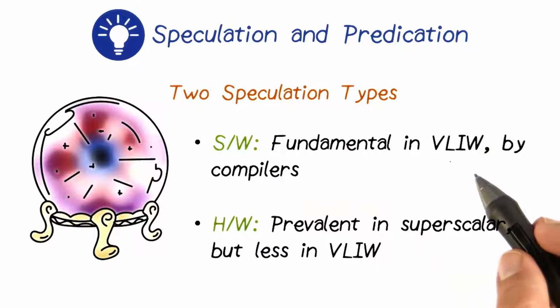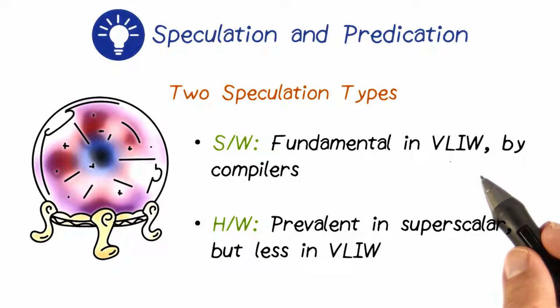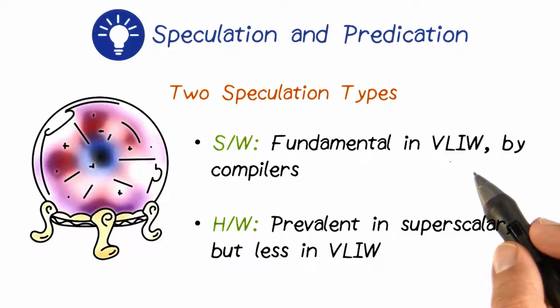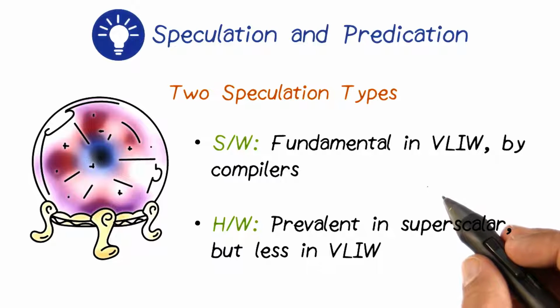So now let us discuss speculation in depth. There are two types of speculation. One is done through software. It is very fundamental in VLIWs, and the compilers implement it because the schedule is under the control of compilers. Speculation means scheduling these operations early on, and therefore those are done by the compilers. Hardware speculation, on the other hand, is prevalent in superscalars because the scheduling is under the control of the hardware.